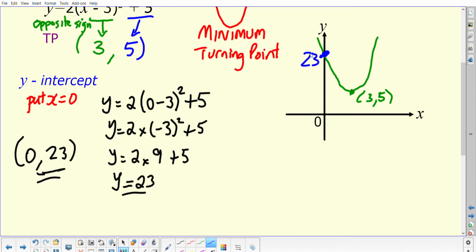That's what you're asked to do for your graph, and that will get you 3 marks. But you need the turning point plotted, you need the shape of the graph to be correct, and you need the coordinates written beside it, so make sure you've done that.